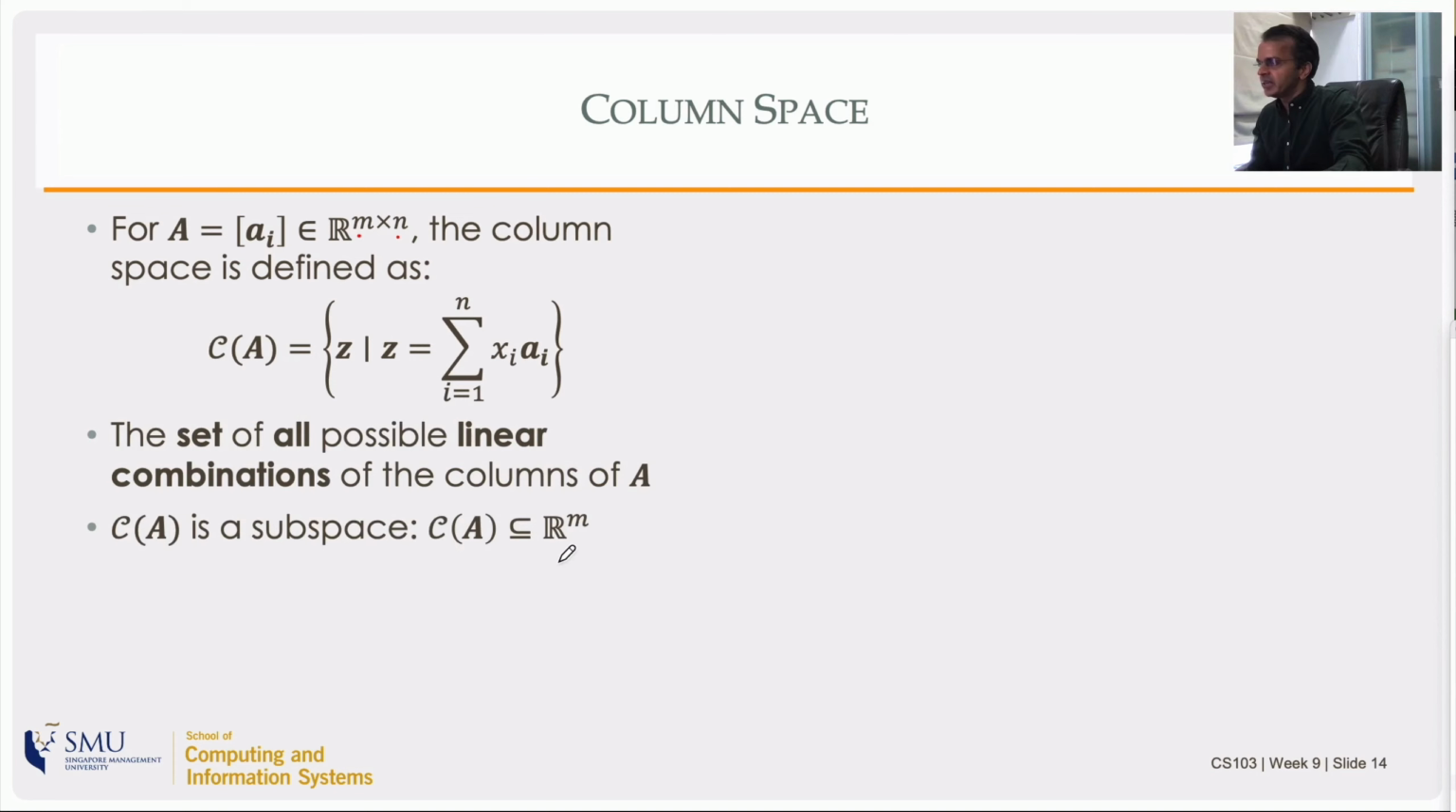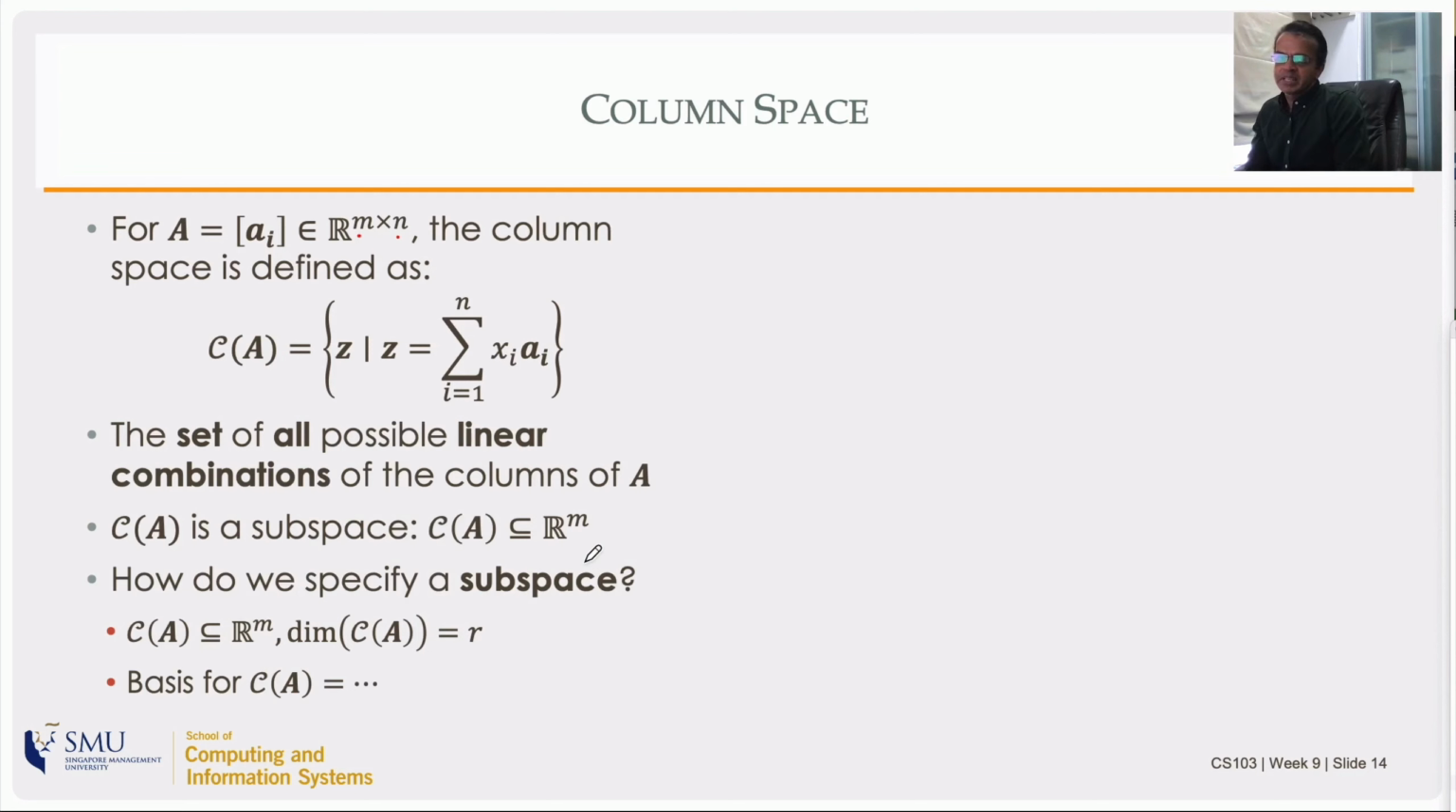It has to be a subset of Rm because each column vector has m components. So it can be a proper subset or it can be all of Rm. Now, how do you specify it? Suppose I ask you to compute the column space.